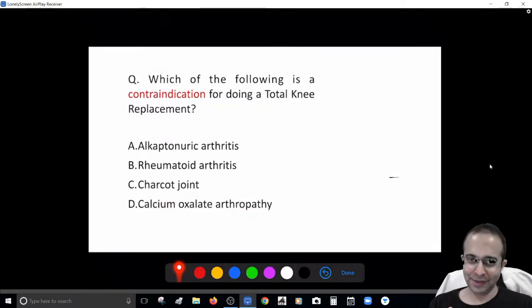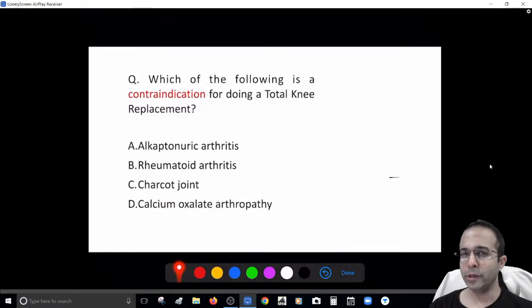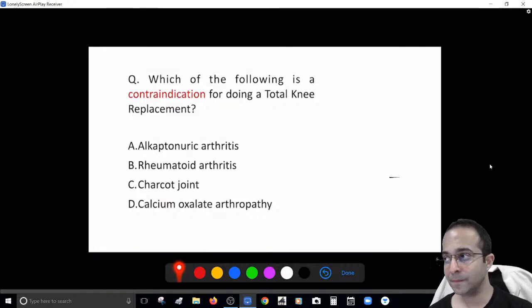See, we all know when to replace a knee. But can you help me out with some special scenarios where you have to refrain from replacing a knee? Which particular scenario should you be withholding yourself from replacing a knee? If I ask you which of the following will be a contraindication to a replacement surgery, what is one scenario where you should preferably avoid replacing a knee? Excellent, Anil. Wonderful. Spot on.